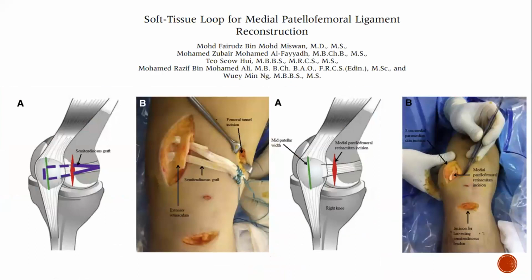This is a soft tissue loop, where the tendon has been taken in between the medial retinacular sleeve. It is taken over the anterior surface of the patella, turned around, taken back and stabilized.